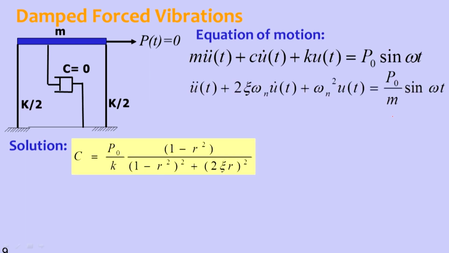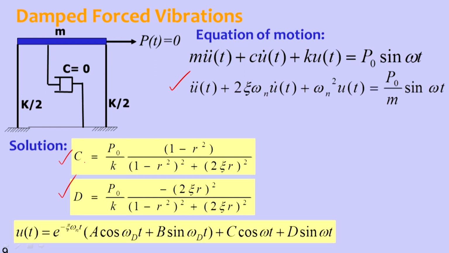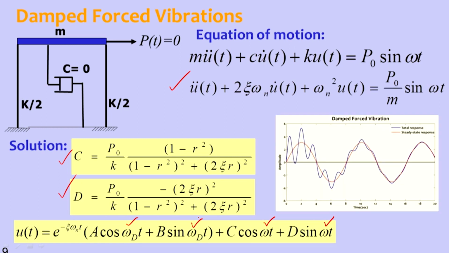So in overall summary, if we look at it, the equation of motion, the simplified equation of motion, and the solution constants, and then finally A cos omega d t, B sin omega d t, and C cos omega t plus D sin omega t. So this omega is the forcing frequency, and this omega d is the damped natural frequency, and this is the response of that.